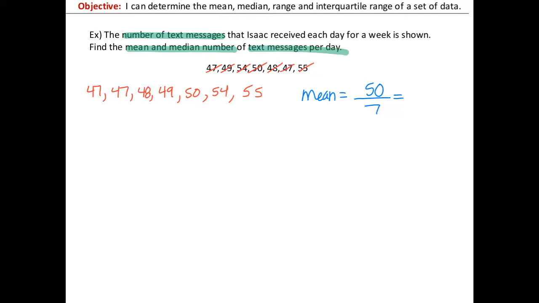And then divide by 7 for me, and what do you get? 50? Okay. So the mean is 50, and then to calculate the median is the middle value.